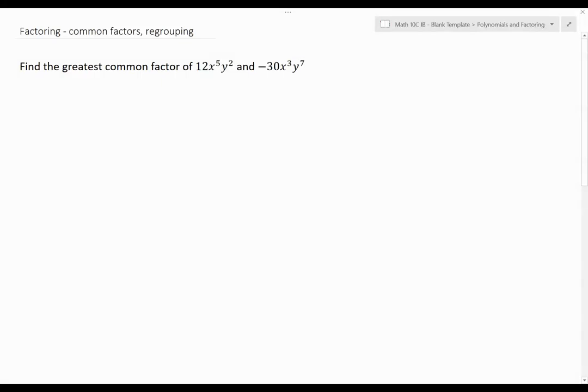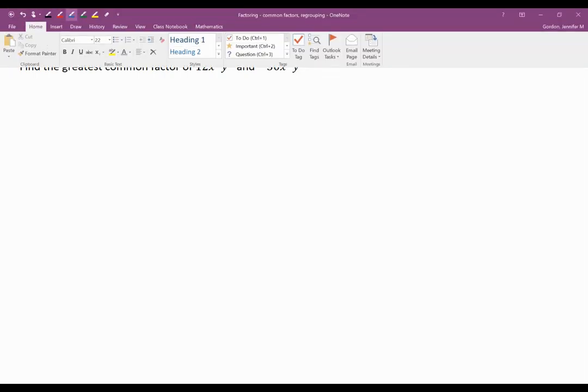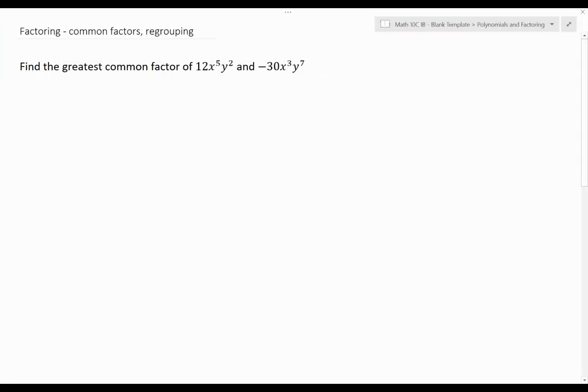Hello, in this video we're going to start looking at what it means to factor polynomials. And the very first type of factoring that is useful is using common factors. So let's consider two monomials, which could be terms of a polynomial, and that's how we're going to build this. I've got 12x to the power of 5y squared and minus 30x to the power of 3y to the power of 7, and I want to know their greatest common factor.